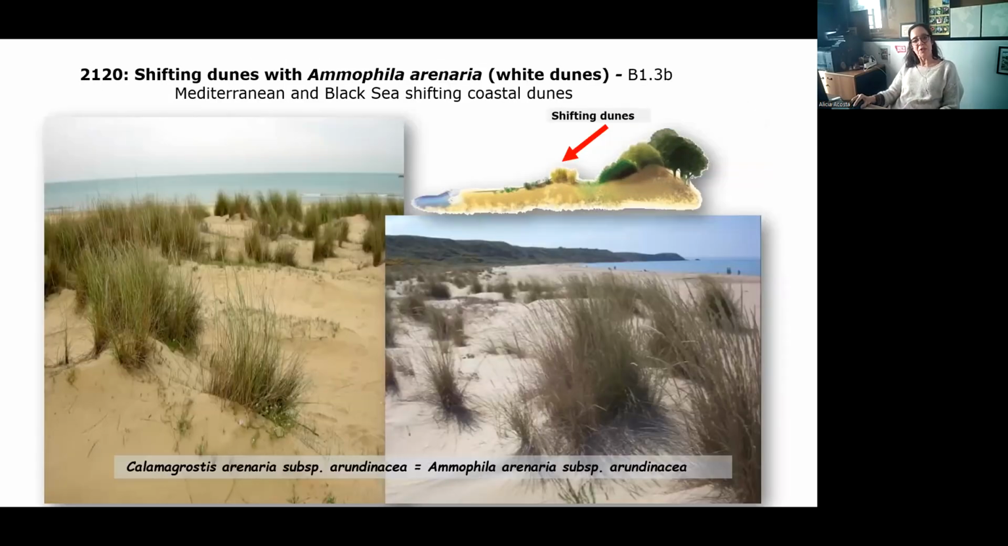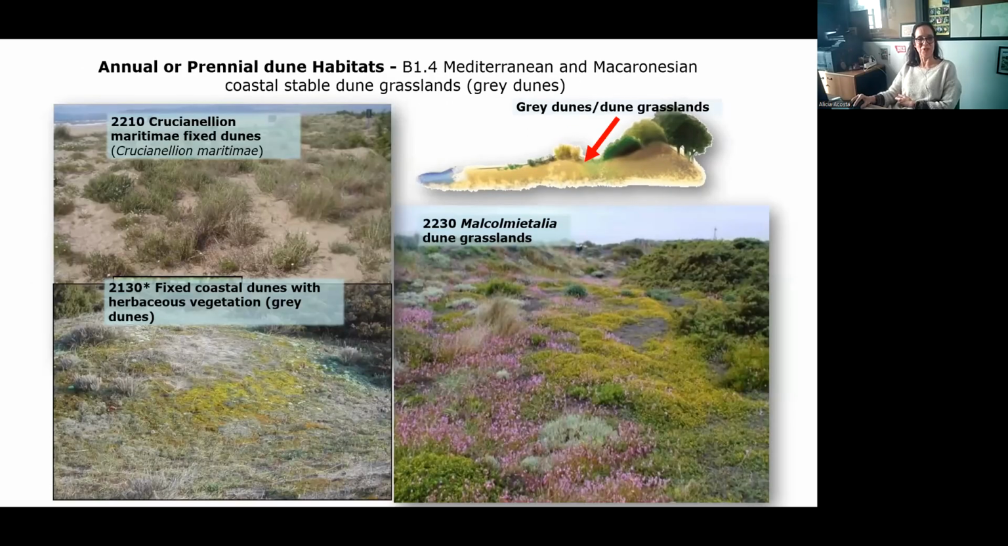Then follows shifting dunes with Ammophila arenaria, now Calamagrostis arenaria, at least in Italy, which is one of the most typical and representative species in coastal dunes. But I still use the old name. I don't get used to Calamagrostis, so I will use Ammophila here in this presentation.